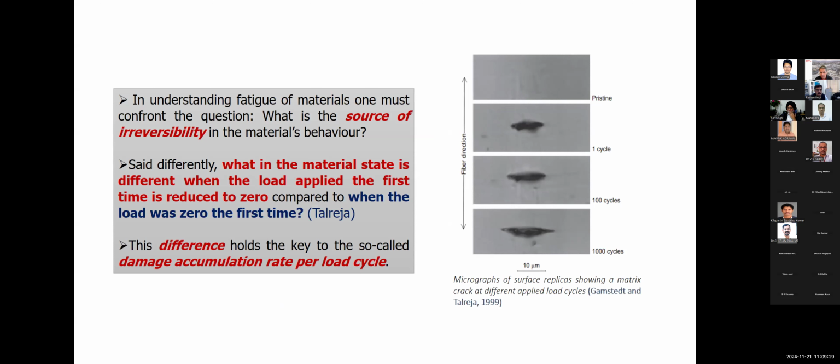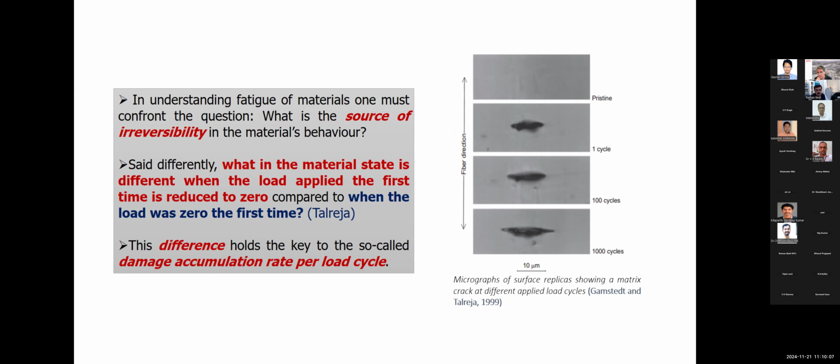The material behavior is irreversible, and summed up in the second line, what is in the material state is different when the load was applied for the first time and is reduced to zero. So you start from zero, apply a load for the first cycle, and then come back to zero. That means the red line is you have taken one cycle of loading compared to when the load was zero for the first time. So zero for the first time is initially. There is a difference at the end of the first cycle, although the load is zero, but you have taken one cycle of loading.